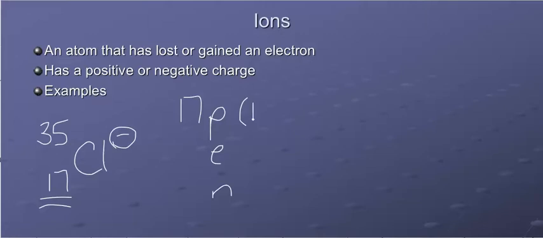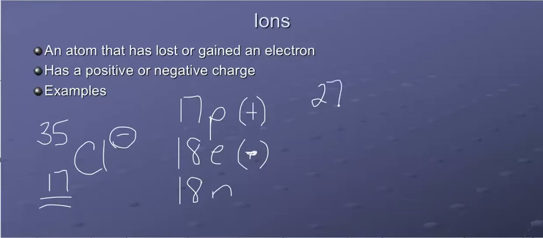Well, protons are positive. Electrons are negative. So if I have an overall negative charge, that means I have to have 1 more electron. So 18 electrons. The number of neutrons is 35 minus 17, mass number minus atomic number. So we have 18 neutrons for this ion.